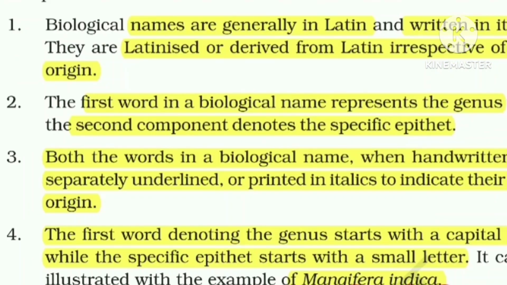There are some rules we have to follow. The biological names are written in italics and are Latin. The first word represents the genus and the second word represents the specific epithet. The first word starts with a capital letter and the second word starts with a small letter. If we are writing by hand, we can underline these two words.